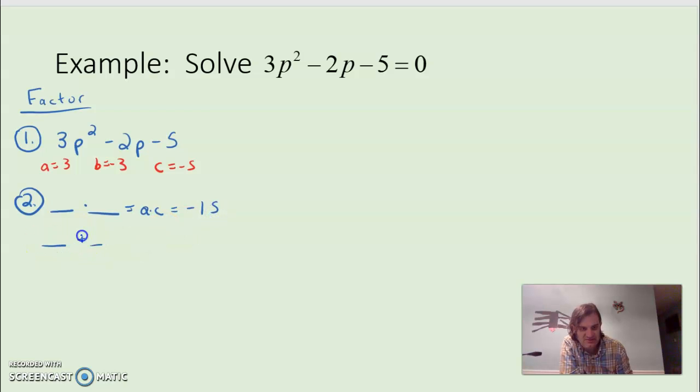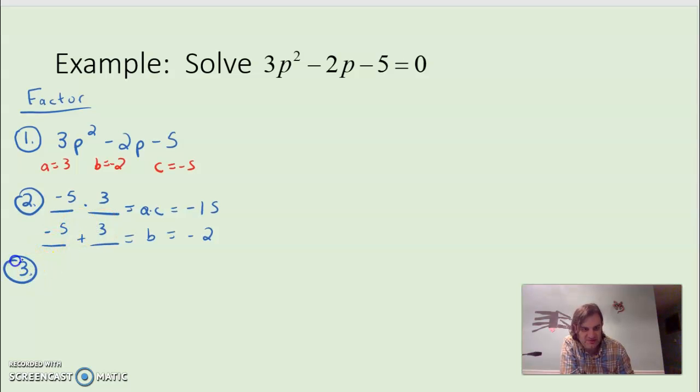and add up to be B, which is, I don't know why I wrote negative 3 there. If you were wondering, it was probably a good question. But B was negative 2, so I apologize for that. I just noticed that. So in this case, you can try a couple of combinations, but I think you need negative 5 and positive 3.